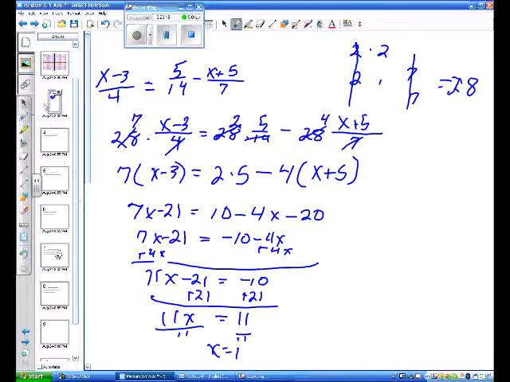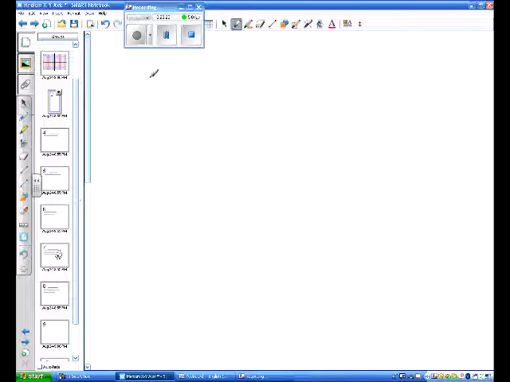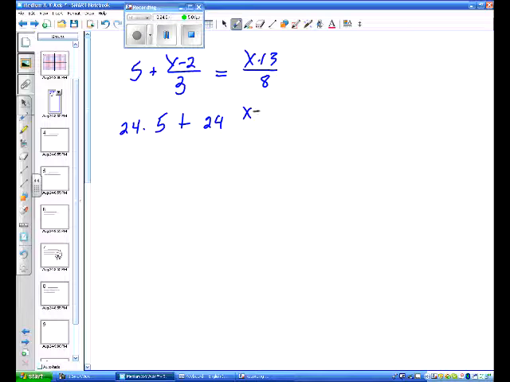Okay, let's look at one more that's along that same line. And let's look at 5 plus x minus 2 over 3 is equal to x plus 3 over 8. Okay, in this case, our common denominator would be 24 because the 5 is understood to be over a 1. Now, we still have to multiply the 5, even though it had a denominator of 1, we're needing to multiply by that common denominator. So we're going to multiply each term by 24.